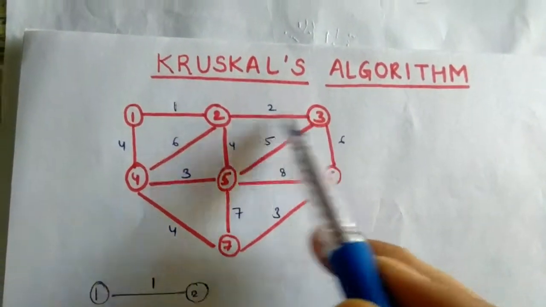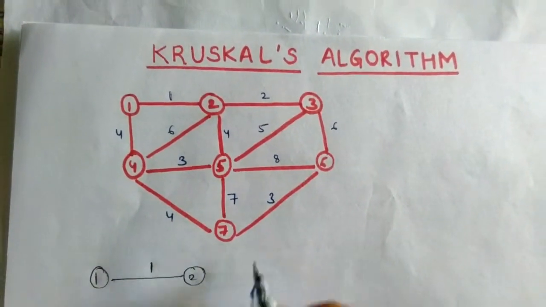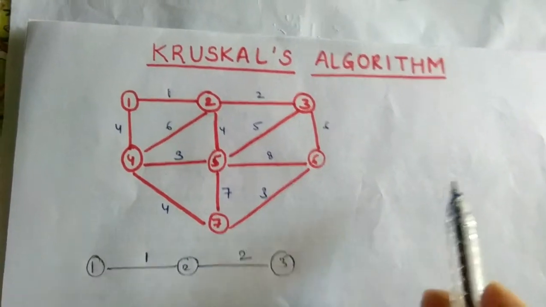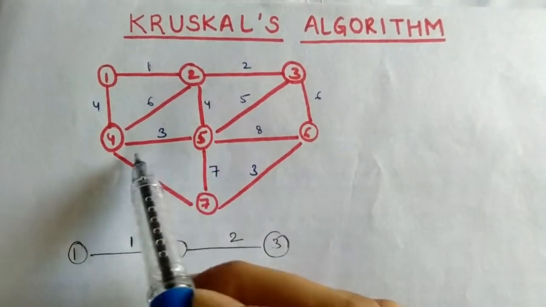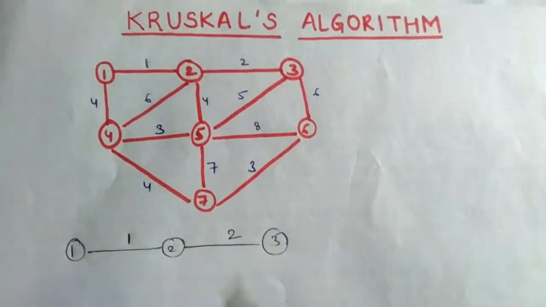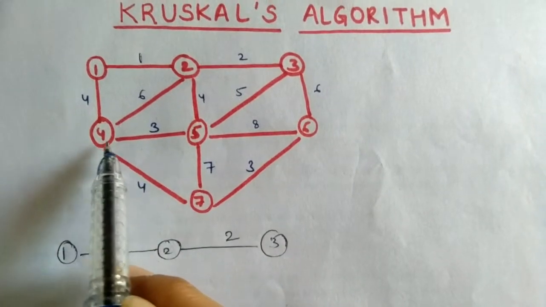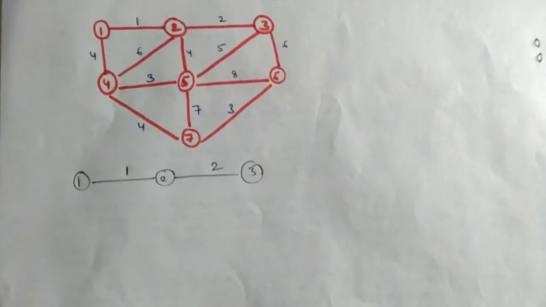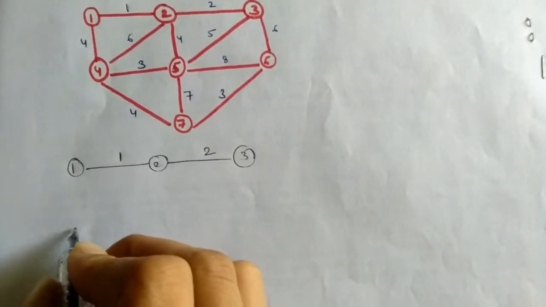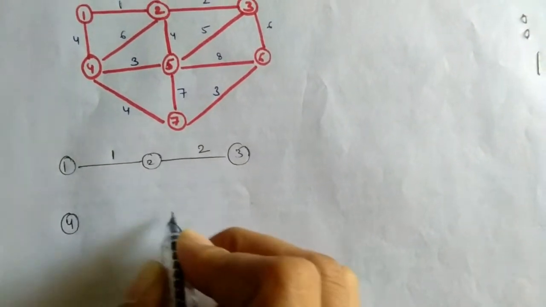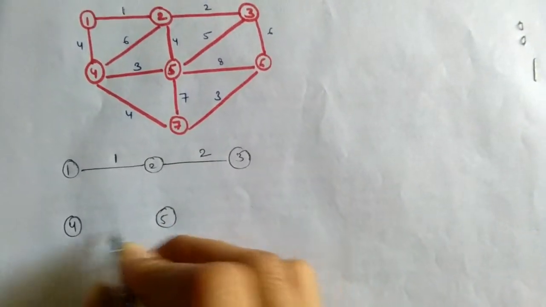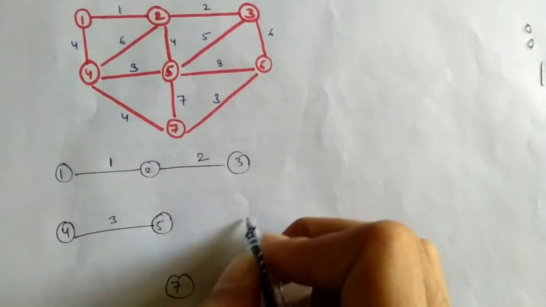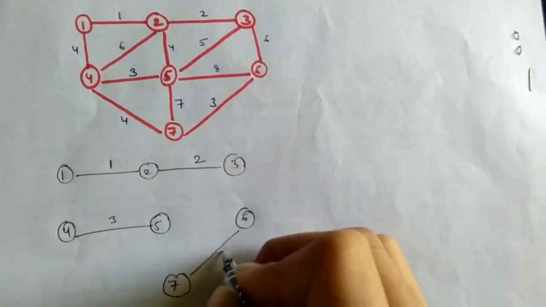Next lowest weight here is 2, that is from 2 to 3. So we will join here from 2 to 3 and mark the weight as 2. The next weight is 3. So the next minimum weight edges are from 4 to 5 and 6 to 7. So we will mark them in the same place as they are in the original graph: 4 to 5, that is 3, and then 7 and 6, that is 3.